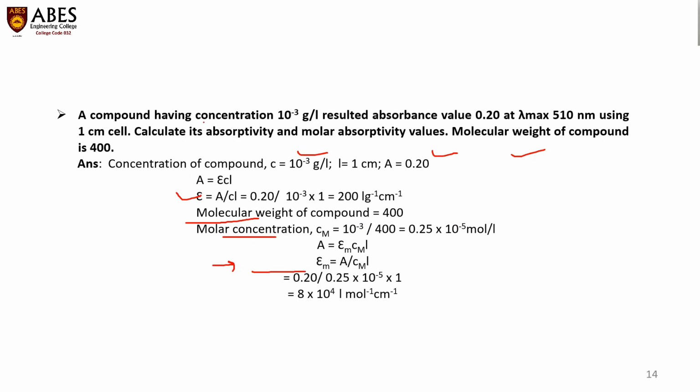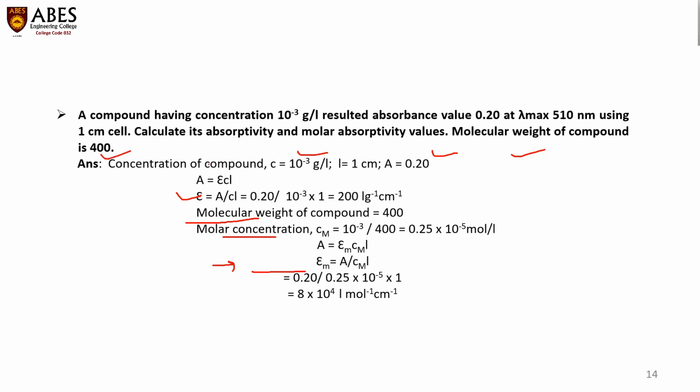Another example: a compound having concentration 10 to the power minus 3 gram per liter has an absorbance value of 0.20 at lambda max 510 nanometer using a 1 centimeter cell. Calculate its absorptivity and molar absorptivity value. The given molecular weight of the compound is 400.